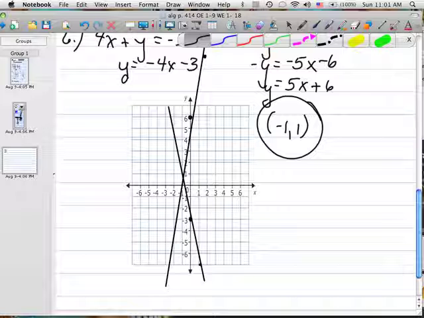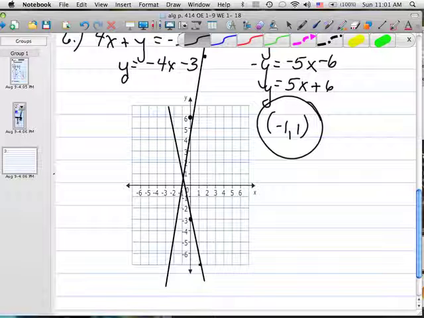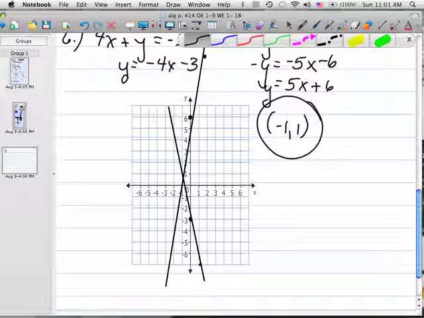Now when you do this on a test or a quiz, try to figure out which point it looks like it's going to be, and then you can just plug it in and see if it works. So -4 times -1 is 4, and 4 minus 3 would give you 1. If it works, you got it. And here, if you put in -1, you get -5 plus 6 is 1, and that makes 1. So it works for both of them.